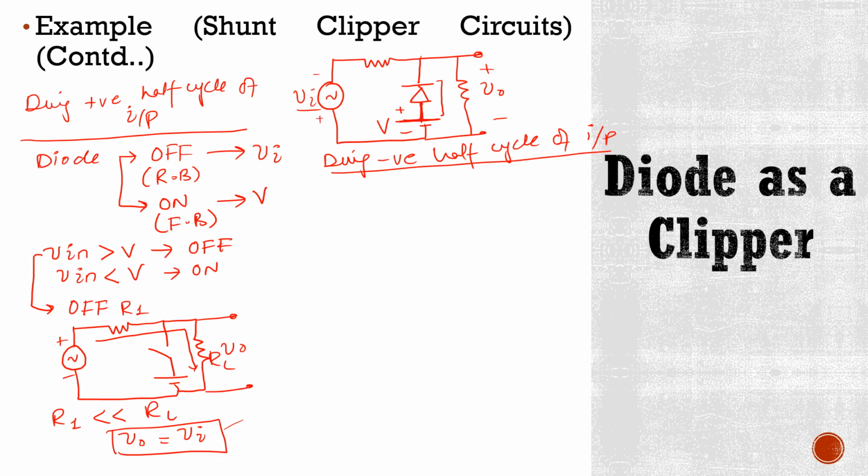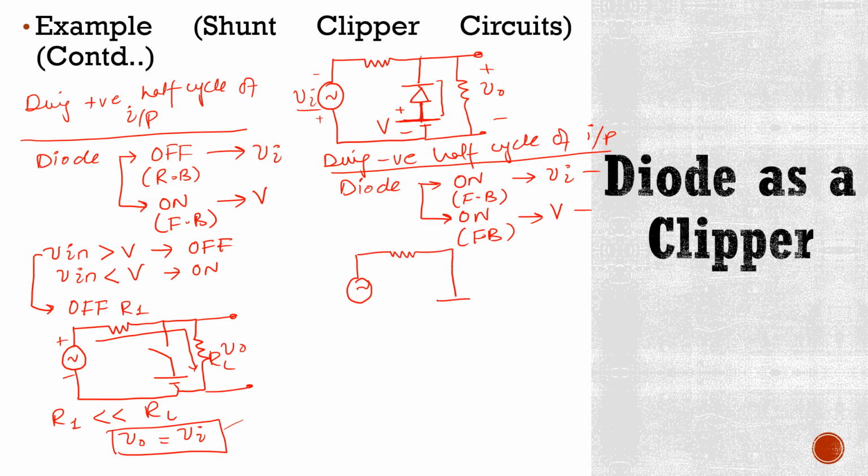So in this case this diode will be on, or forward biased, by the input supply voltage, and again it is forward biased by this battery. It means now in this case it will be forward biased by both the input supply voltage and the DC battery voltage. Okay, so in this case your circuit will look like this.